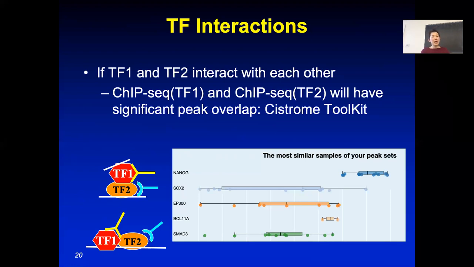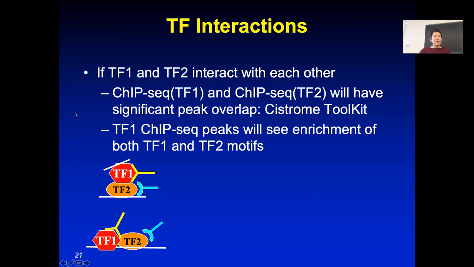So basically, if you look for other ChIP-seq data with significant overlap of peaks with your ChIP-seq data of interest, it can give you a lot of hints about what other transcription factors might be important in either competing or collaborating with the factor you are interested in. And the second is, if these two transcription factors interact, when you pull down with one antibody or the other antibody, you are likely to enrich for the binding site of the other. Therefore, when you do motif finding, not only will you see the TF1 motif enrichment, you will also see the TF2 motif enrichment.